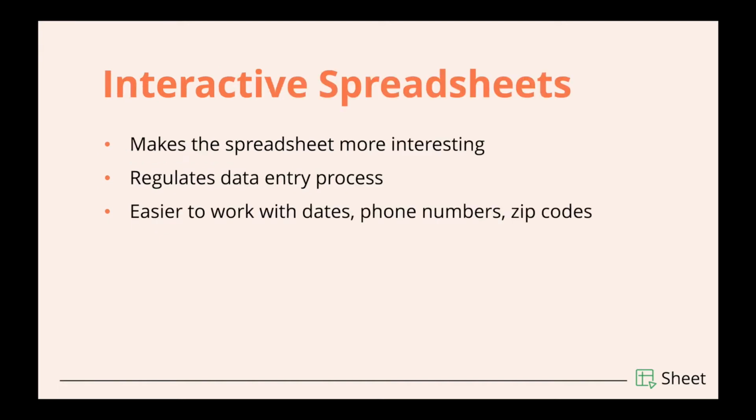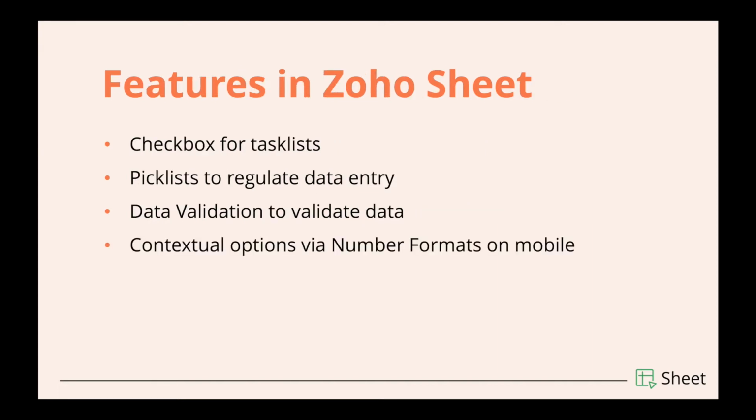The interactive features make your spreadsheet more interesting and engaging to work with. At the same time, they also allow you to control the data that is being entered into your spreadsheet. So these are some of the features that we'll be seeing in this webinar: checkbox, pick lists, data validation, and contextual options for formats. Now we'll jump into the demonstration and I'll show you how we can create an interactive task management spreadsheet using the various features in Zoho Sheet.